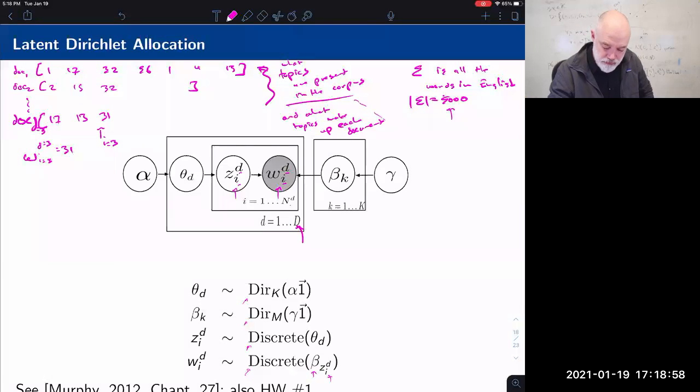In other words, there are going to be k different topics. K topics, let's say that's 50 topics. I don't remember how many there are in the homework. Each one, the definition of a topic is a distribution over words.